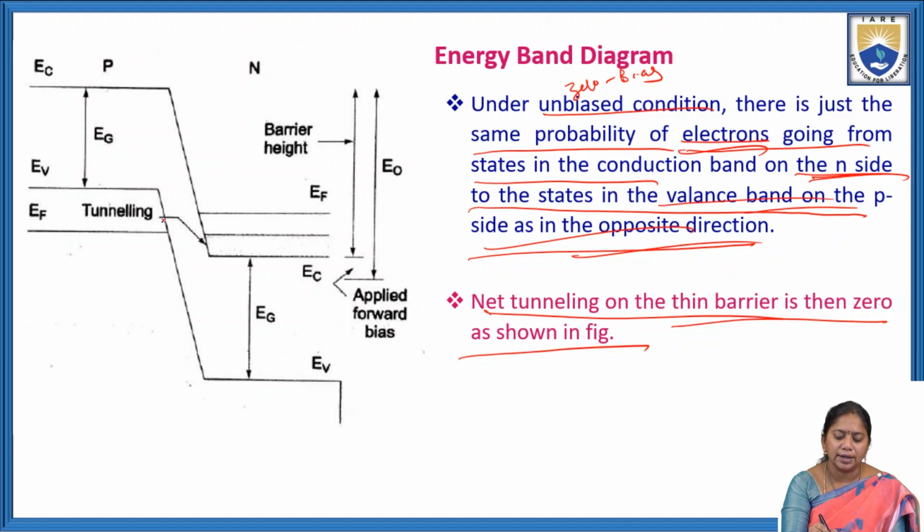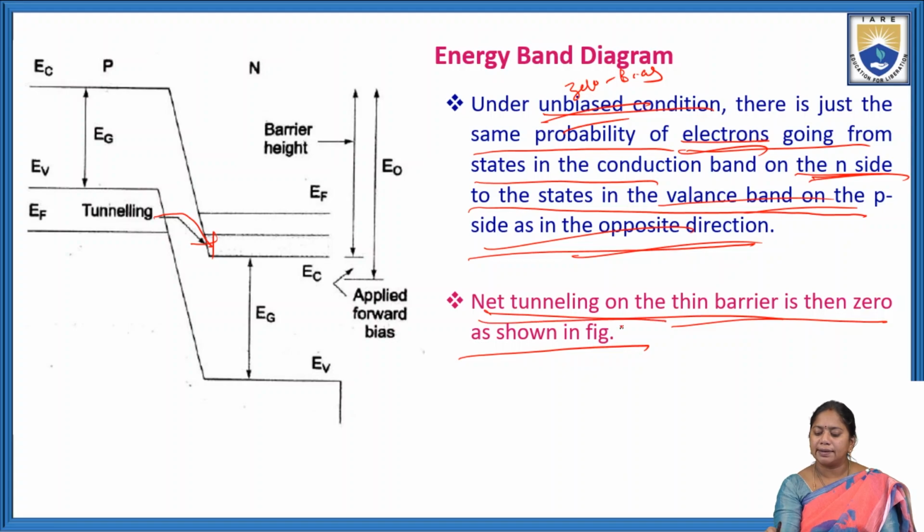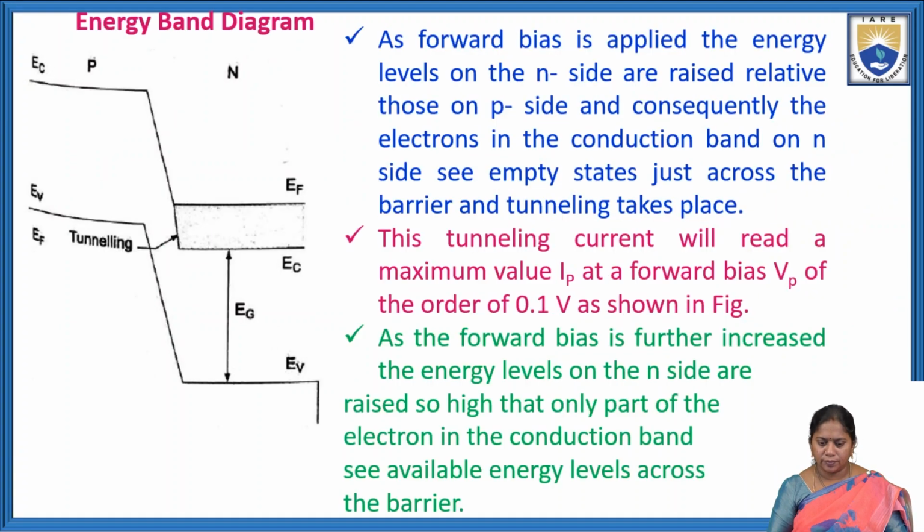So here the tunneling is taken from this direction, and this one is the zero bias condition. The probability of the electrons on both sides, from the N side and the P region, is the same and in opposite directions. That's why the net tunneling on the thin barrier is zero for the unbiased or zero bias condition.